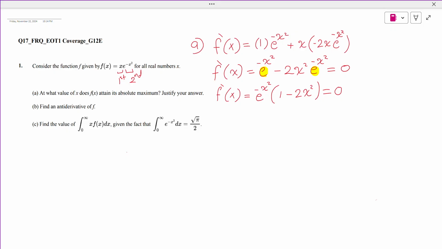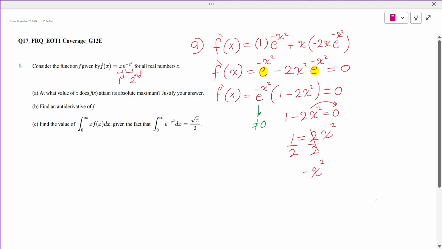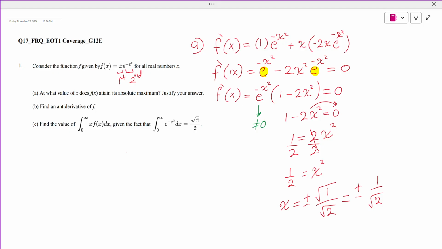Now when the product of two things equals 0, that means the first one is 0 or the second one is 0. However, this one is never 0. That means this one is 0, which is 1 minus 2x squared equals 0. Get this to the other side. You get 1 equals 2x squared. Divide by 2 on both sides. So x squared equals 1 over 2. If you take the square root of both sides, that's going to be plus and minus root of 1 over root of 2, which is plus and minus 1 over square root of 2. So these are the critical points, plus and minus 1 over square root of 2.